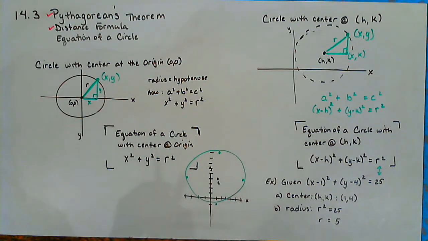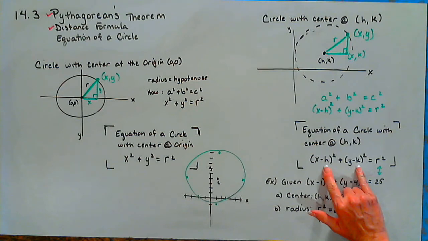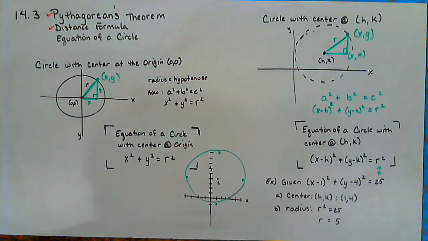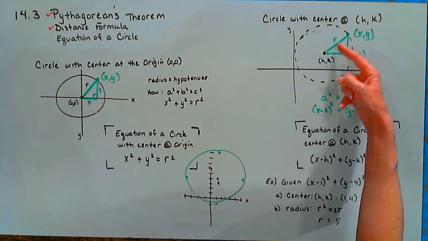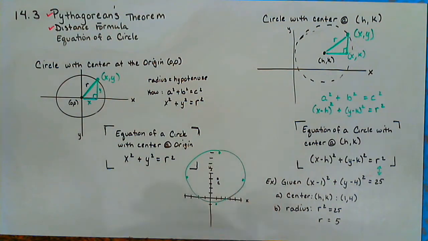So hopefully that helps with graphing and finding the equation of a circle. All we need is a center, all we need is a radius, and we can substitute it right into our equation. So try some of those. If you have some questions, you might have to find the radius by finding the distance between the points. Give it a try. If you have any questions, of course, let me know. And so that's it for the equation of a circle.